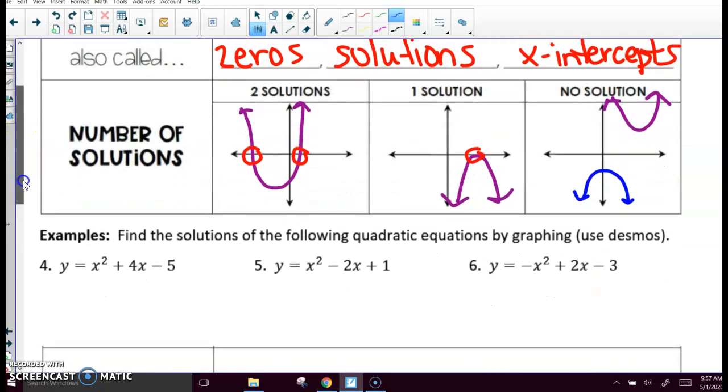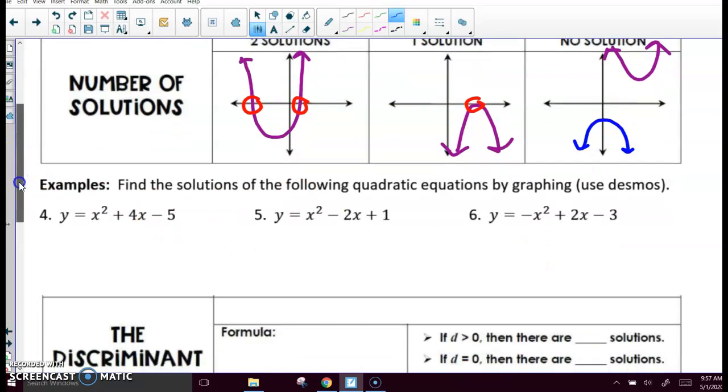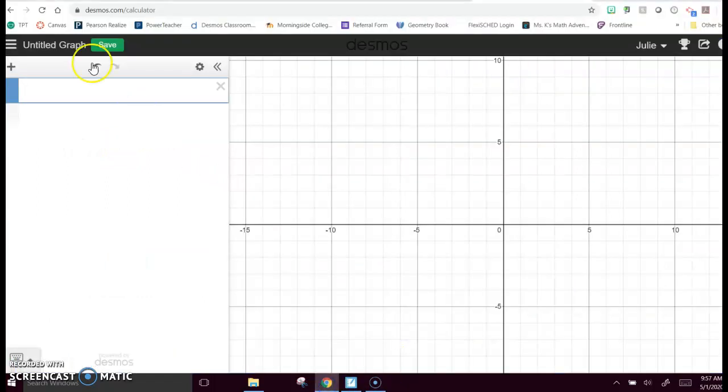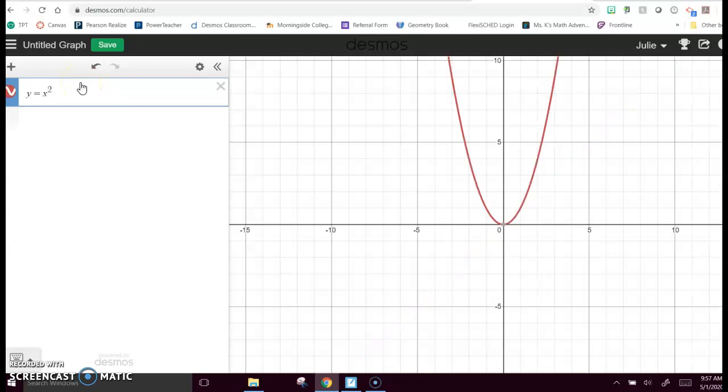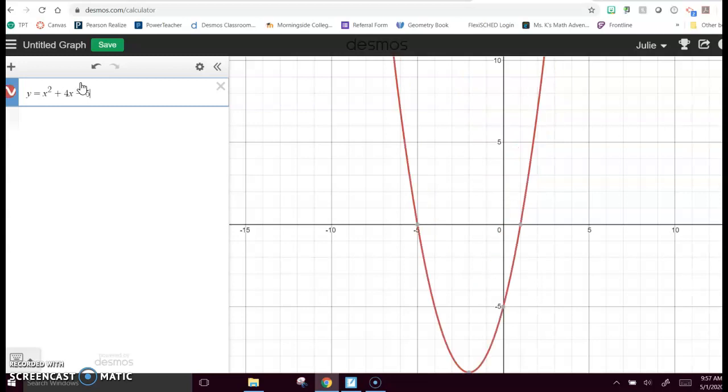Let's look at these examples. It says, find the solutions of the following quadratic equations by graphing. And so we're going to let you use Desmos in order to find these solutions. So let's look at number 4. y equals x squared plus 4x minus 5. So I'm interested in the points where my graph crosses the x-axis.